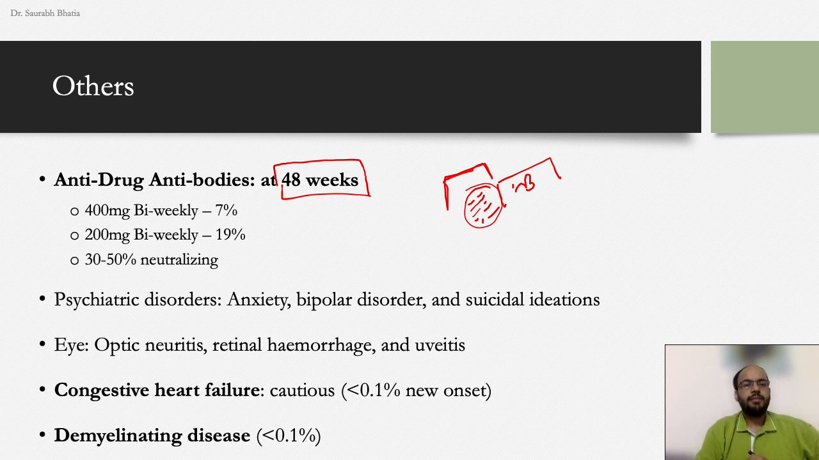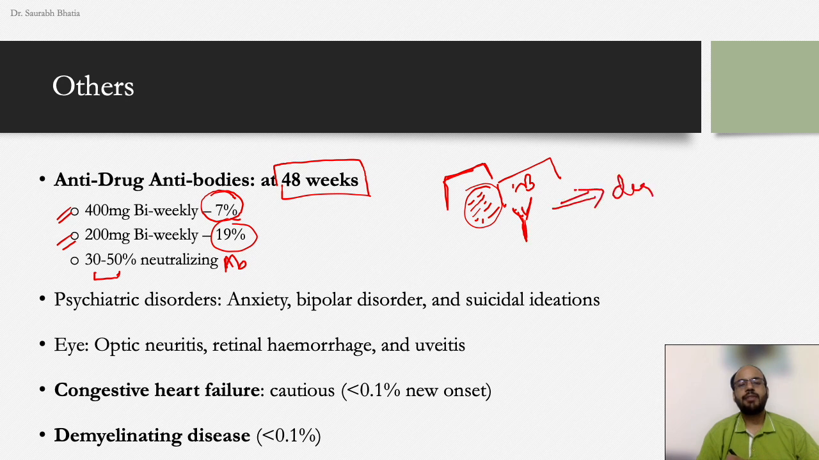So if 400 milligram every 2 weekly is given, the chances are autoantibodies are seen in 7% of patients. If 200 milligram bi-weekly is given, then 19% of patients, and roughly one third to one fifth are neutralizing antibodies. Neutralizing antibodies means that the antibodies attach themselves to certolizumab and then it is degraded, and because of that, it neutralizes certolizumab. So one third to half of those antibodies are neutralizing.